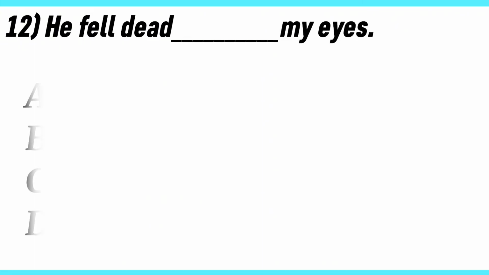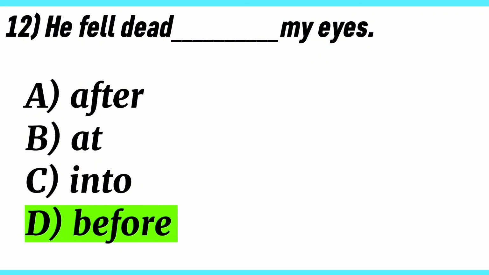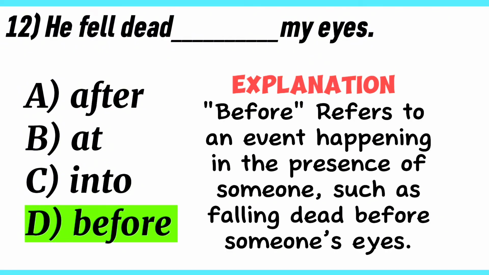He fell dead dash my eyes. The correct answer is option D, before. Explanation: before refers to an event happening in the presence of someone, such as falling dead before someone's eyes.